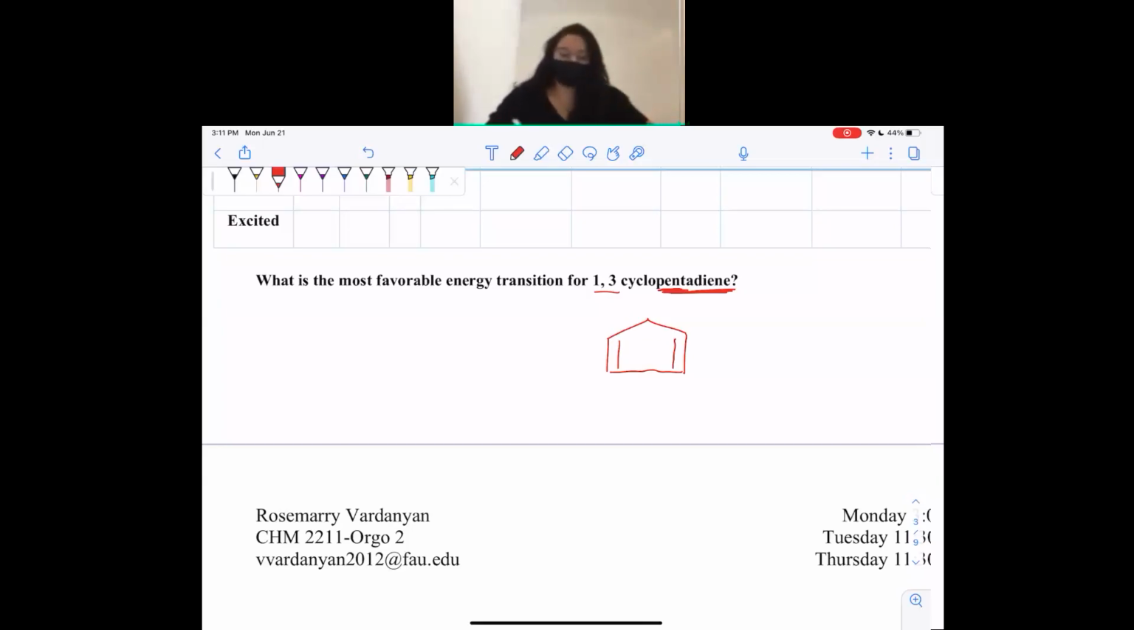Okay, so we're going to do essentially an energy transition. We're talking about exciting it, right? And so when we go from the ground to the excited state, like the other molecules that we did, what was the most favorable jump? Where did we always move an electron when we got excited?